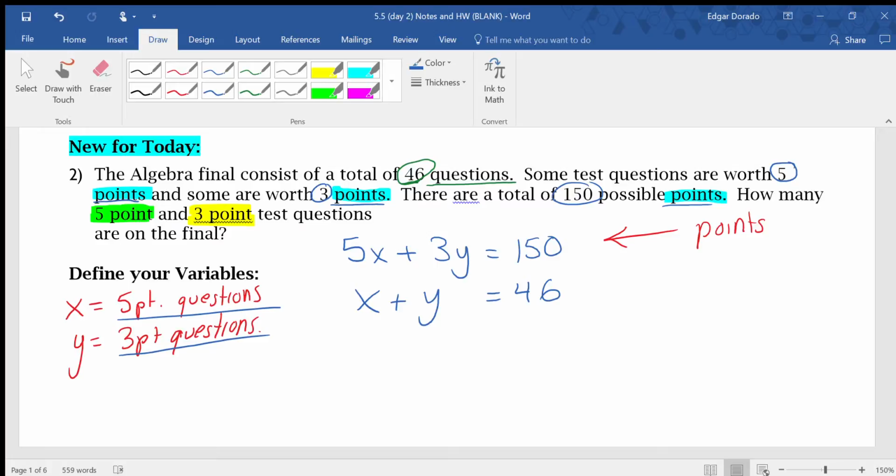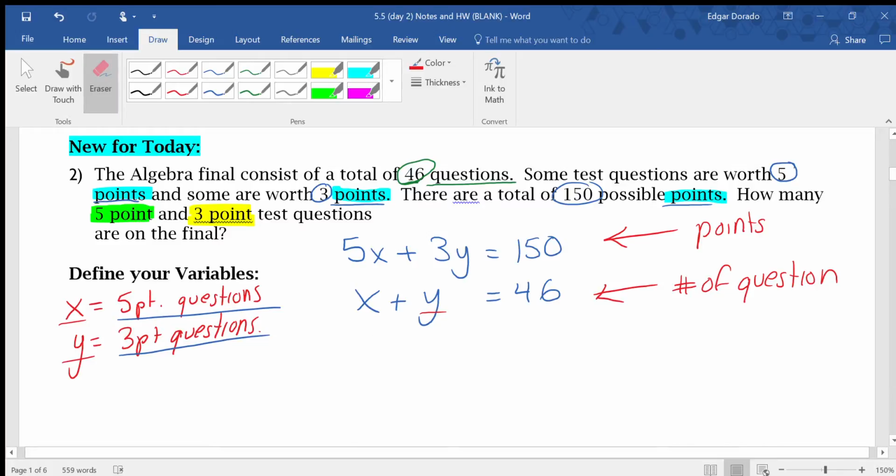Okay, so now we have both of our equations. So yet again, let's confirm. The first equation at the top, 5x plus 3y equals 150, is completely just talking about points. The bottom equation is talking about questions. So 3-point questions and 5-point questions are the only things that make up the number of questions. So all of the x's and all of the y's will add up to be a total of 46 questions. Those are my two equations.